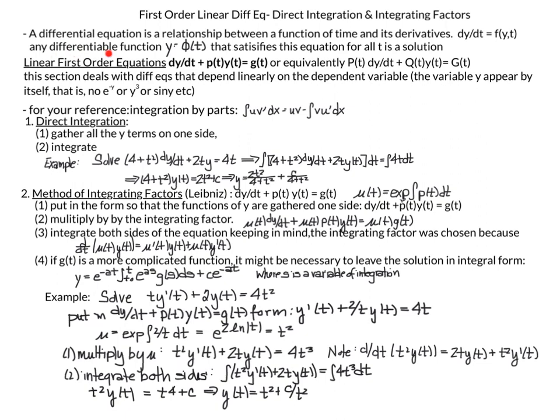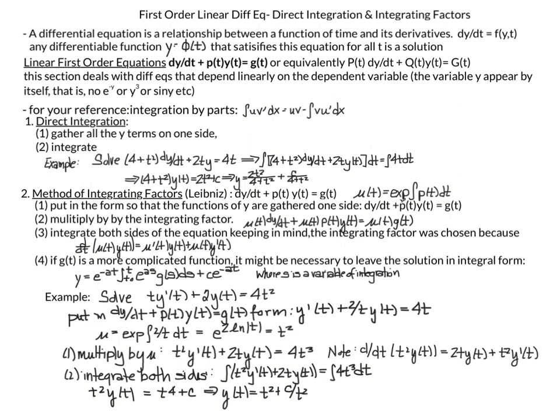So in general, first order linear differential equations have this form: dy/dt plus p(t) times y(t) equals g(t). If you can get your equation in this form, it's a first order linear differential equation, and we looked at two possible ways we could solve this. The easy way, if your equation allows, is direct integration: gather all the y terms on one side and then integrate.